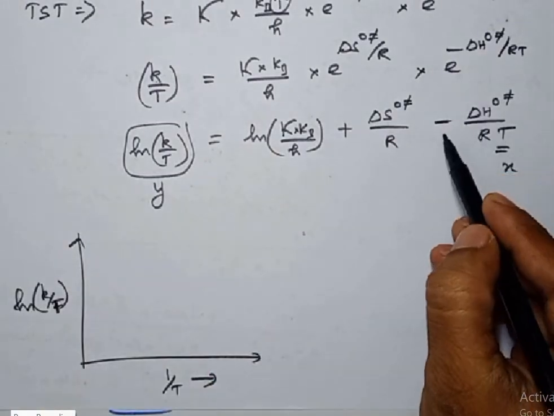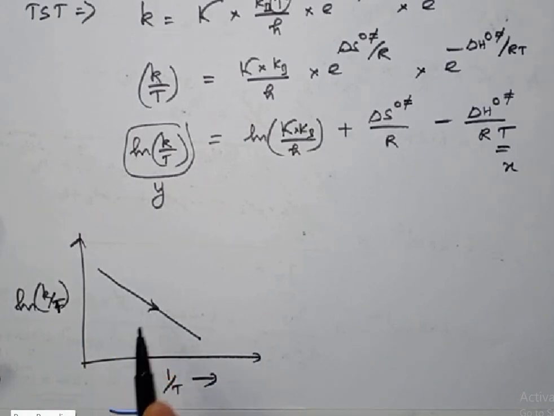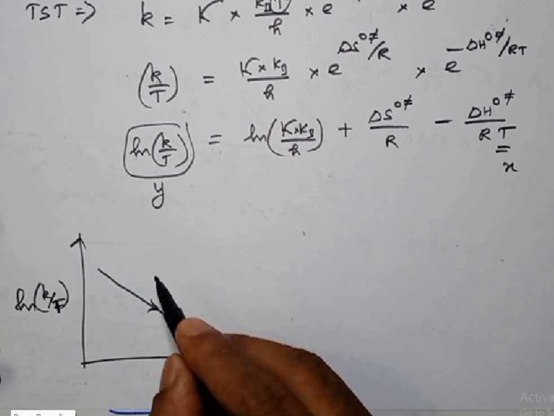If you plot, see I have a minus sign here, so you will get a straight line with a negative slope, like this. Now listen, what is the slope?